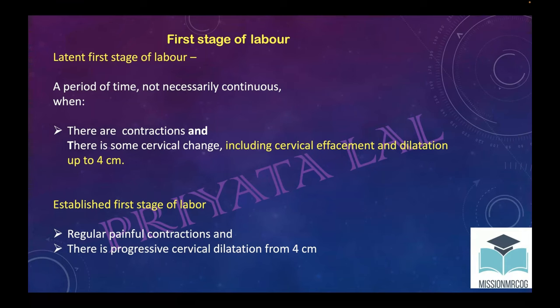Okay. Now coming to the labor. So first, we know the stages of labor. So the first stage of labor has two parts. This definition has not changed. The latent stage of labor is less than 4 centimeter, with some cervical change. And established labor is when the patient has more regular painful contractions and progressive dilatation from 4 centimeter. This definition is the same.